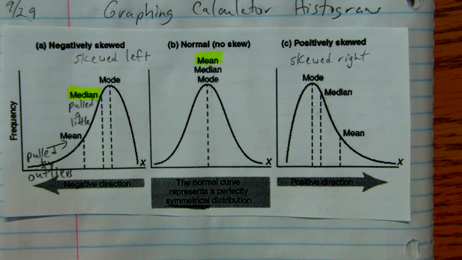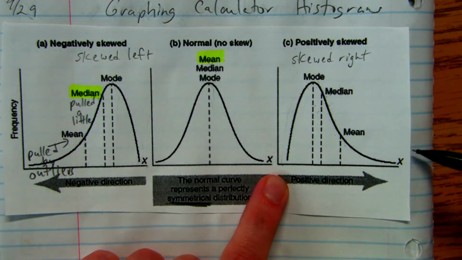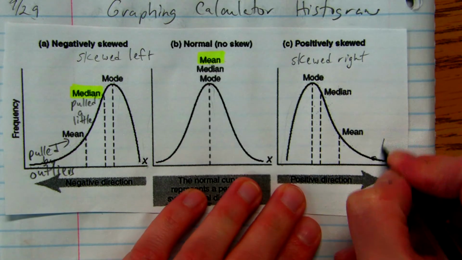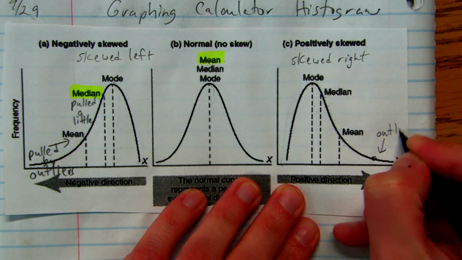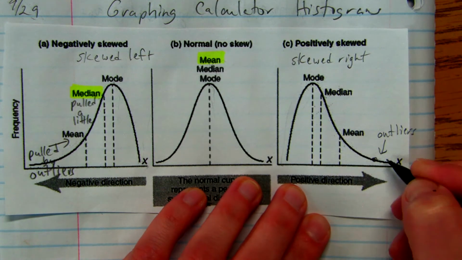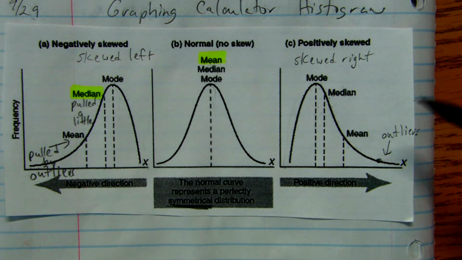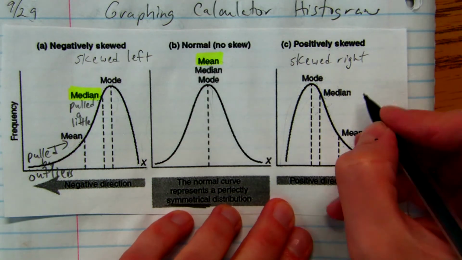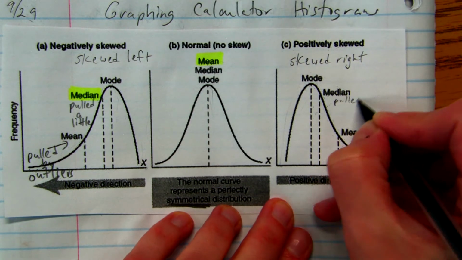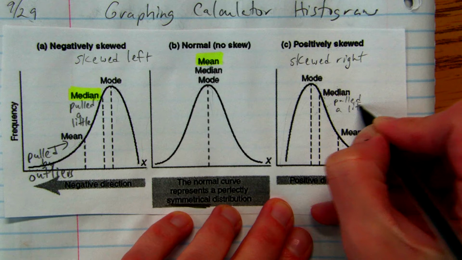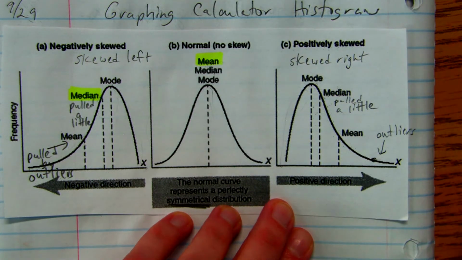And then over here, if it's skewed right, that means out here somewhere you have an outlier or maybe a couple of outliers that are just way far away from everything else. And that's going to pull the median a little. So it's pulled a little. Like skewed left, so basically we're just flipping skewed left.